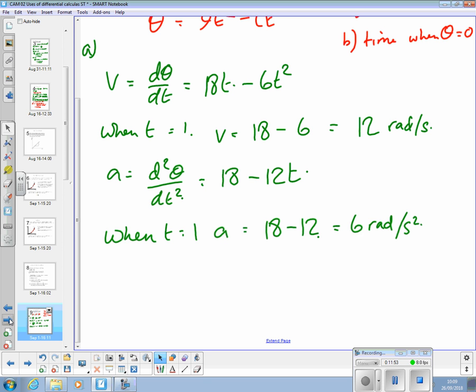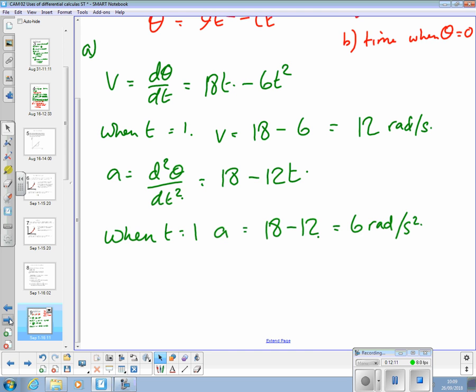Okay with that so far? So we've differentiated once to find the velocity. So differentiate position once to find an expression for velocity. Differentiate a second time to find an expression for acceleration.